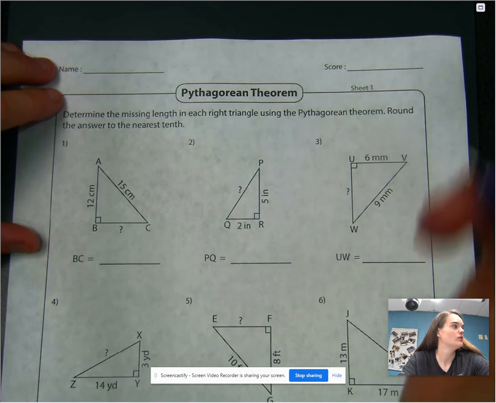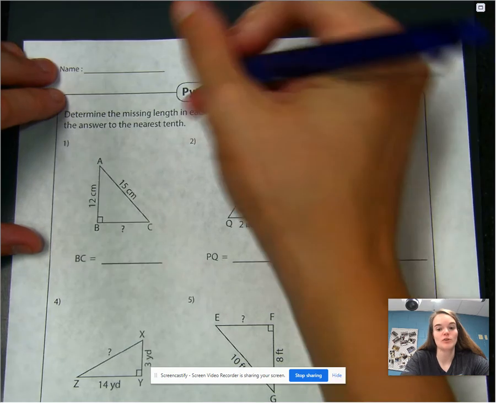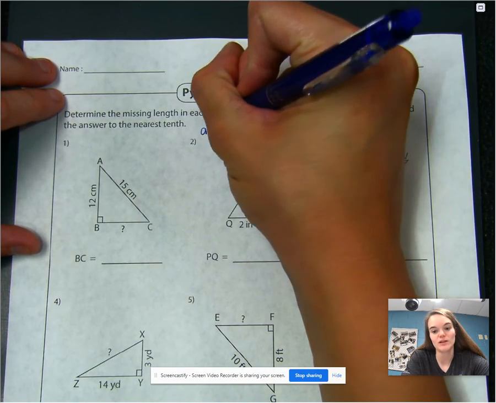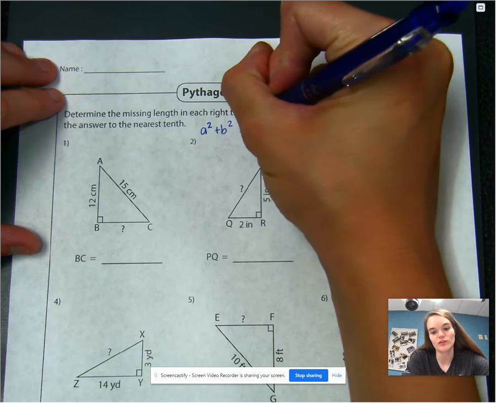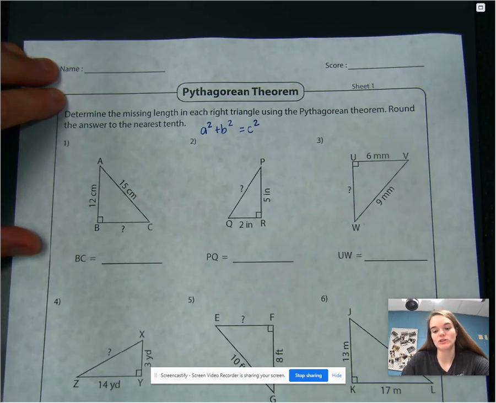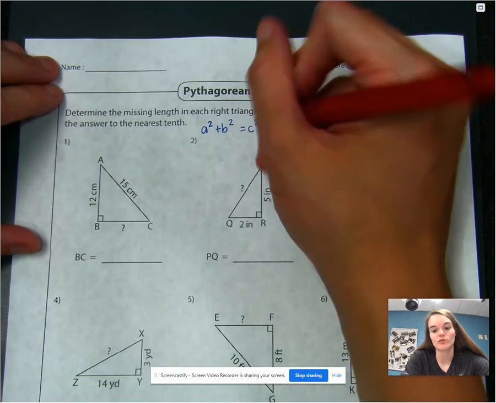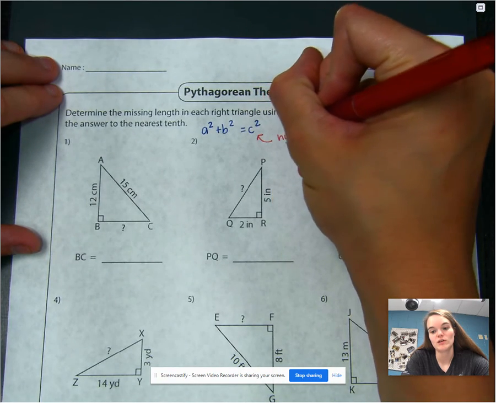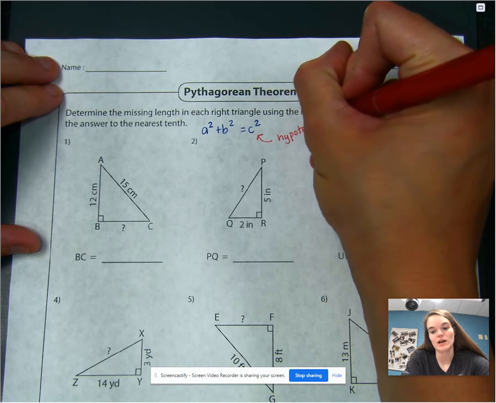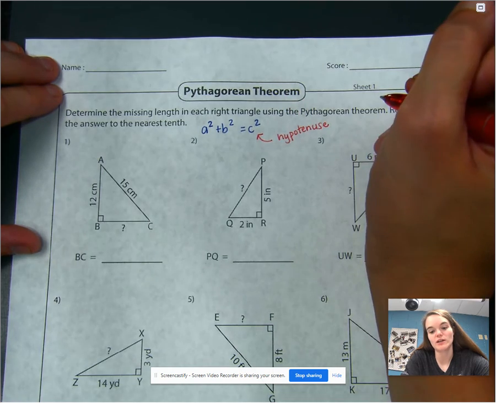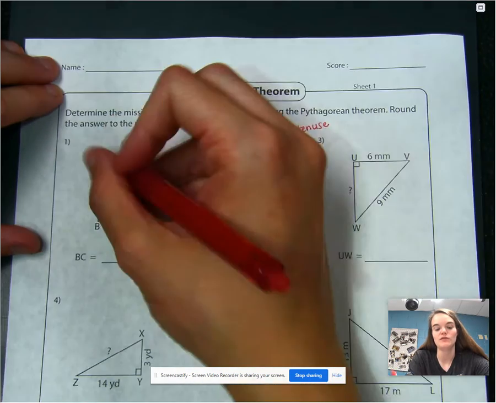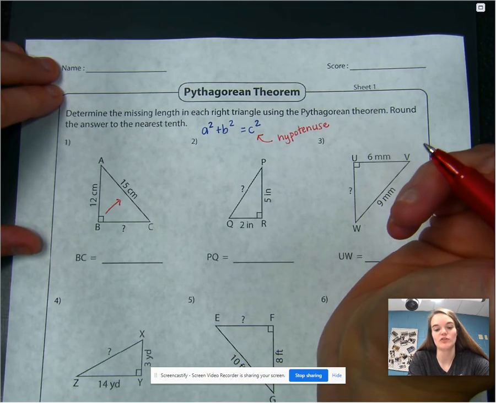Alright, first of all though, you need to know what the Pythagorean Theorem is, and it is a squared plus b squared equals c squared. A and b are legs of a right triangle. This only works in a right triangle. This is the hypotenuse. The hypotenuse is directly across from the right angle. So for instance, this is the hypotenuse, 15. Okay, it's also the longest side.